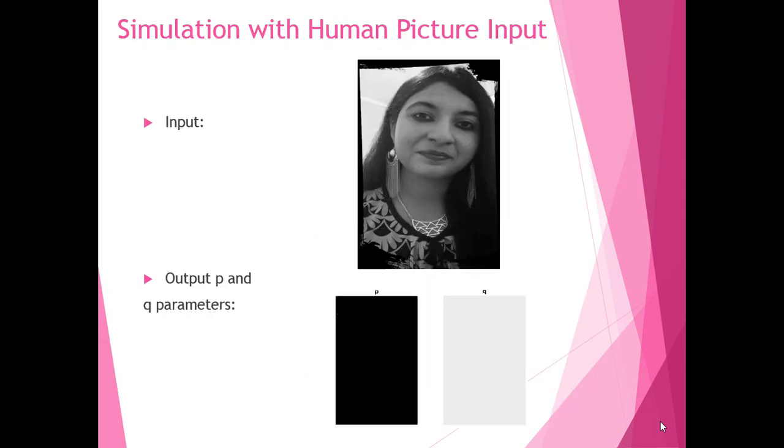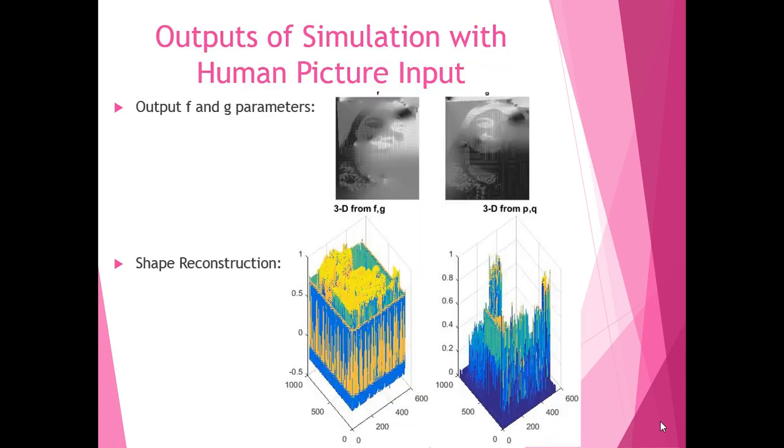Moving on to the second simulation, here we have a somewhat non-regular object of a human as input, satisfying all the considerations and assumptions as discussed for the project. This object produces a two-dimensional shading image which varies in grayscale, as can be seen. After running the simulation, we obtain the P and Q parameters that can be seen on the slide. The F and G parameters are also obtained for the same.